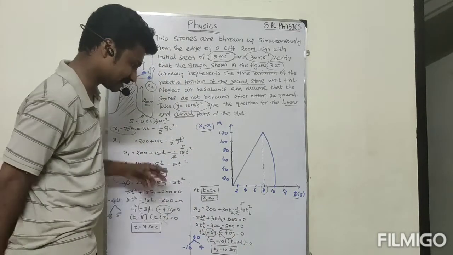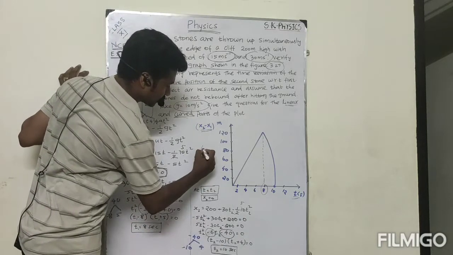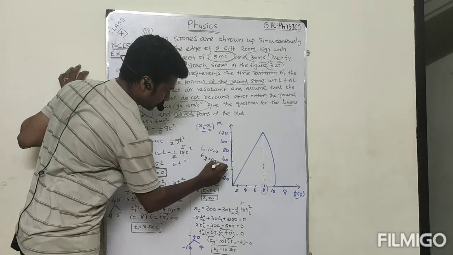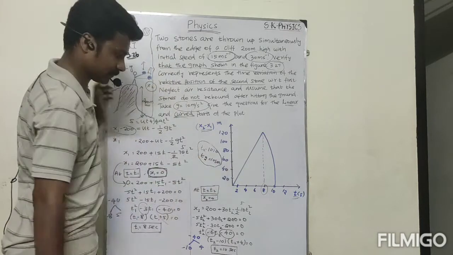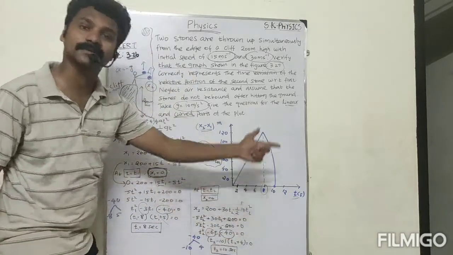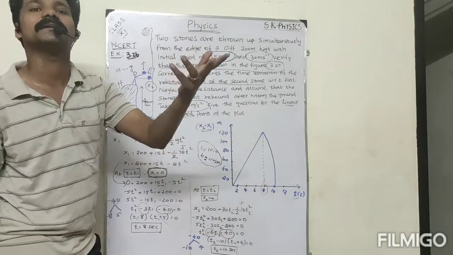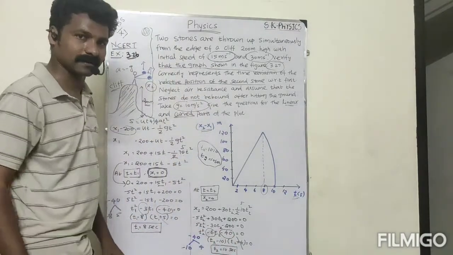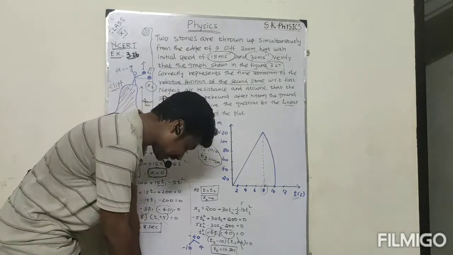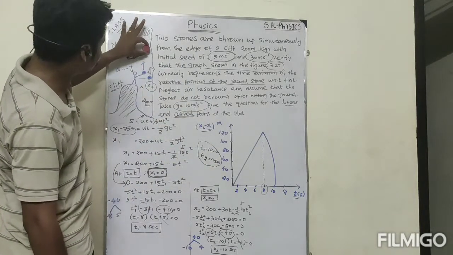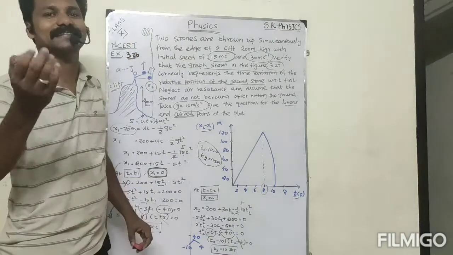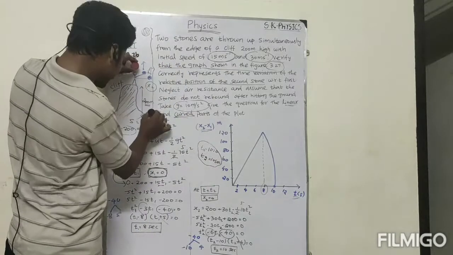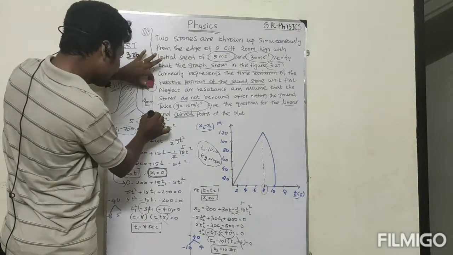So now how can I write? T2 minus 10 equal to 0. So T2 is equal to what? 10 seconds. But T2 plus 4 equal to 0, so T2 equal to minus 4. So time will not come in minus. I will remove this. So the second coin takes how much time to reach the ground? 10 seconds it's taking. You understand? So the first coin takes only 8 seconds. The second coin takes 10 seconds.